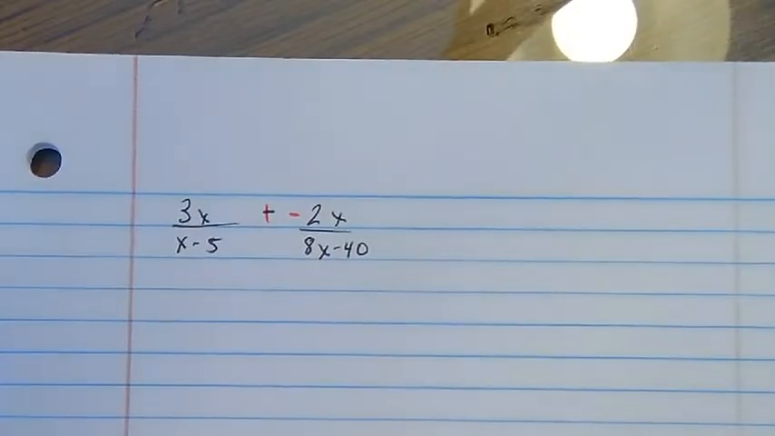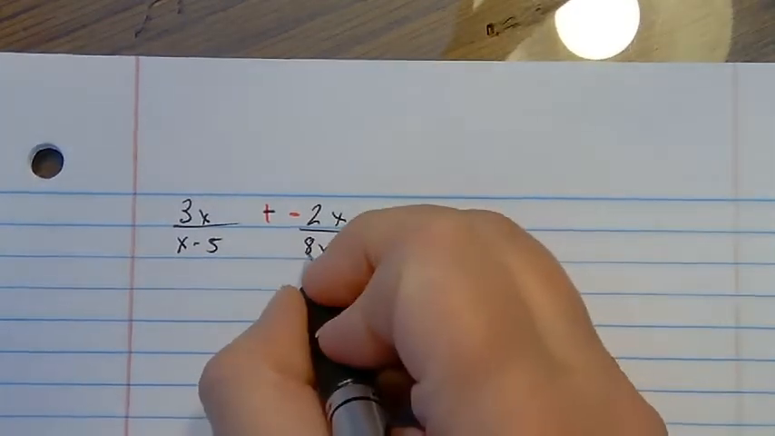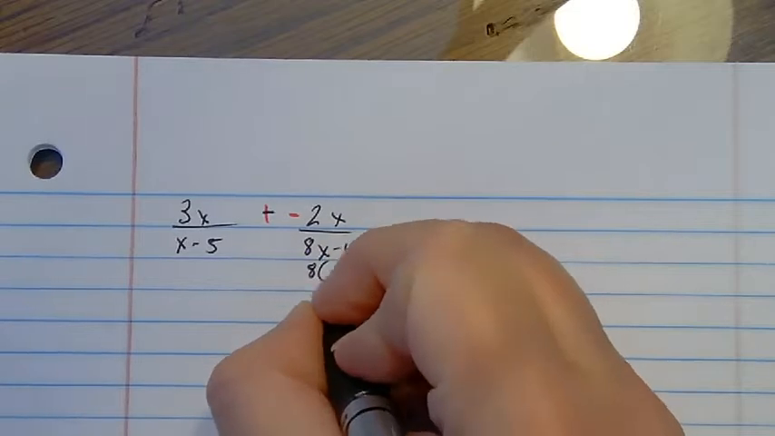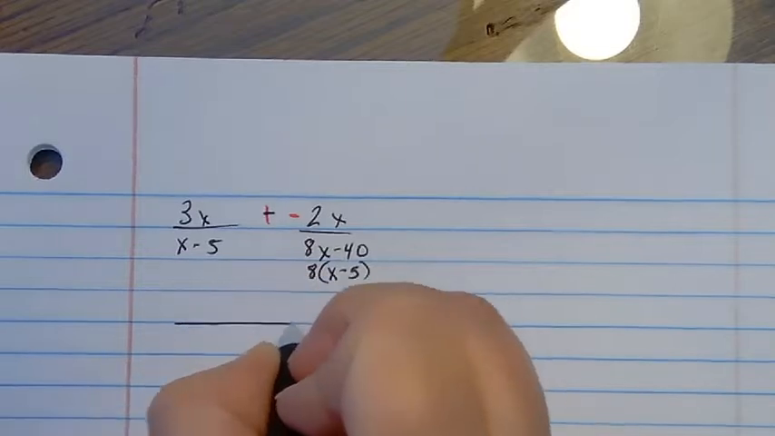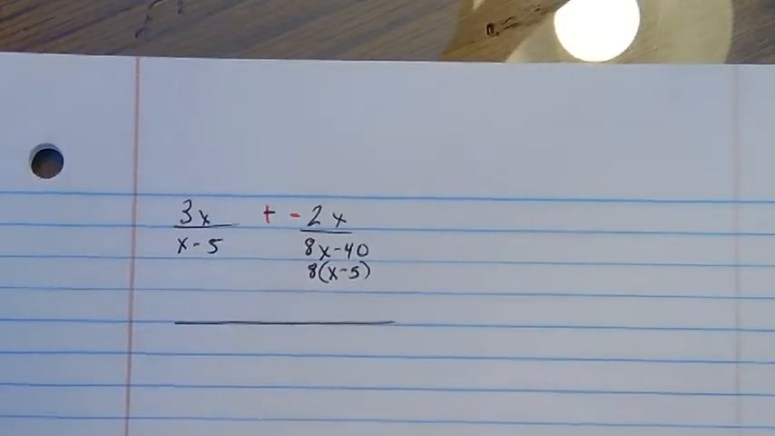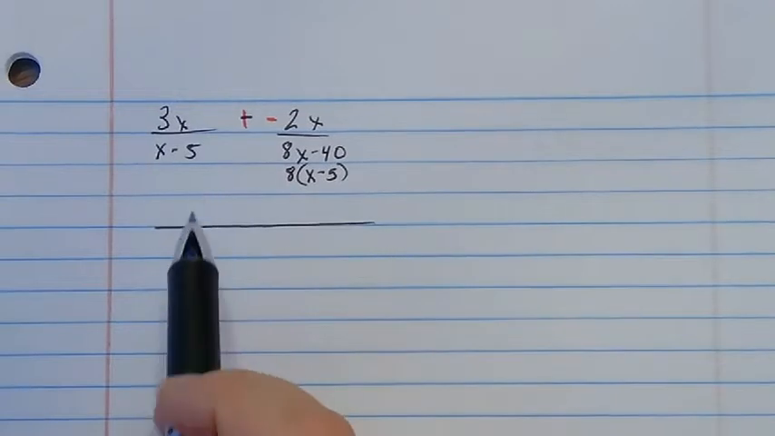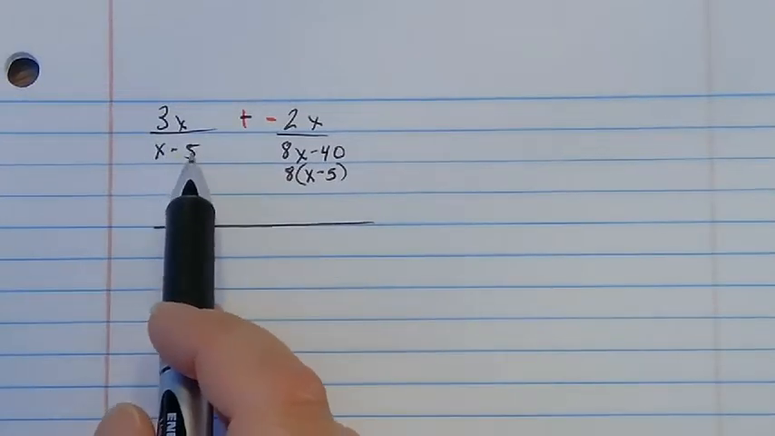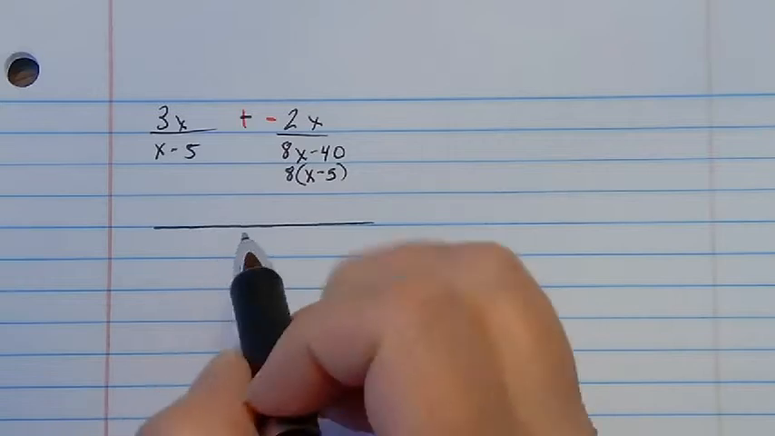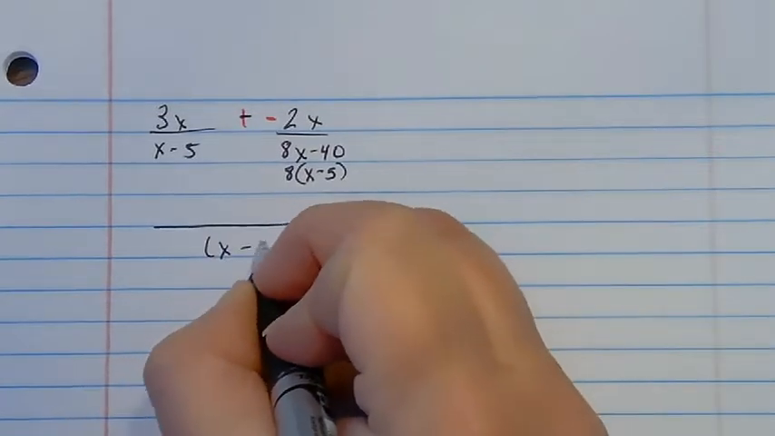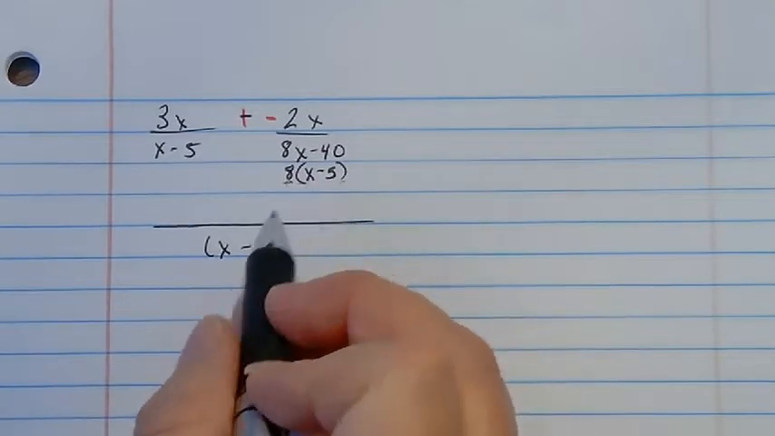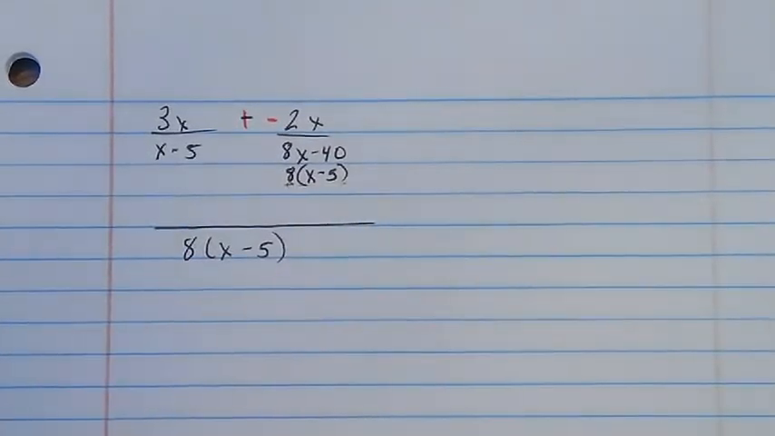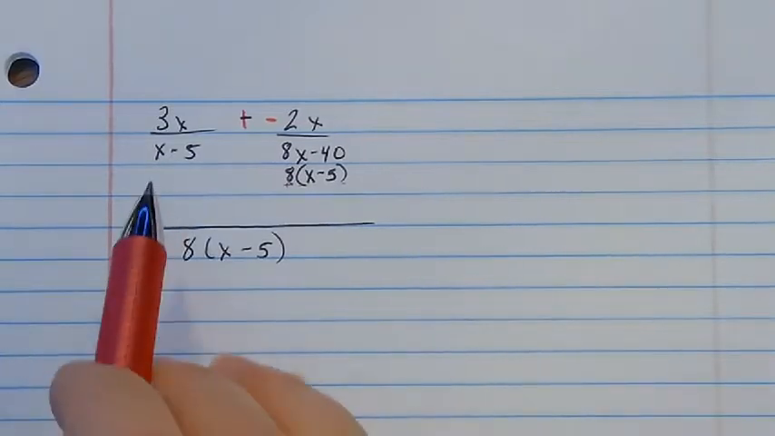The next thing we're going to need to do is see if these factor so we can find our least common multiple. So I notice this one has an 8 in common, so I can factor out an x minus 5. This is good because now I can find my common denominator. In order for this to fit into my common denominator, I need an x minus 5. What's missing here from here? Just the 8.